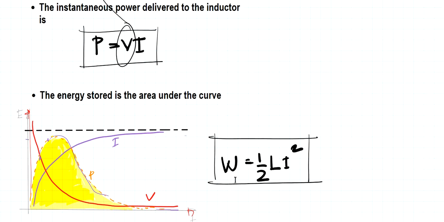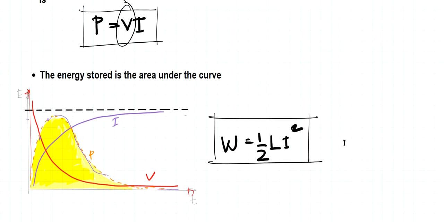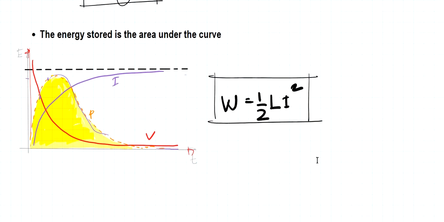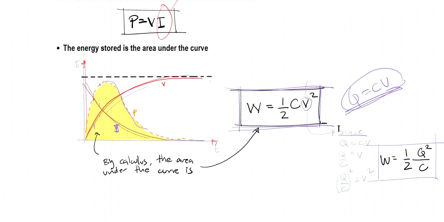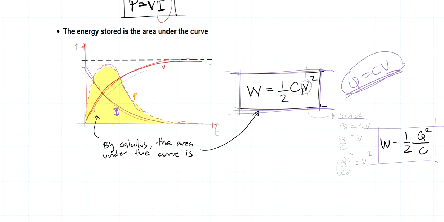If we do some math or derive it using calculus, we can derive this expression, 1/2 L times I squared. It's something like the capacitor. Here's our capacitor: 1/2 CV squared. For the capacitor, the V is the increasing parameter, but for the inductor, the increasing parameter is the I.